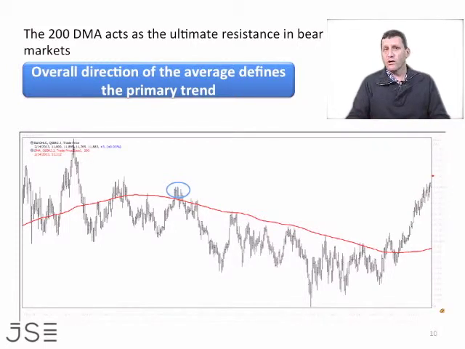You'll notice in the chart that is currently on the slide that the 200-day moving average is sloping downwards. You can see that prices are struggling to get through that moving average, and every time it moves towards that moving average, it continues with its primary trend, a bearish market.